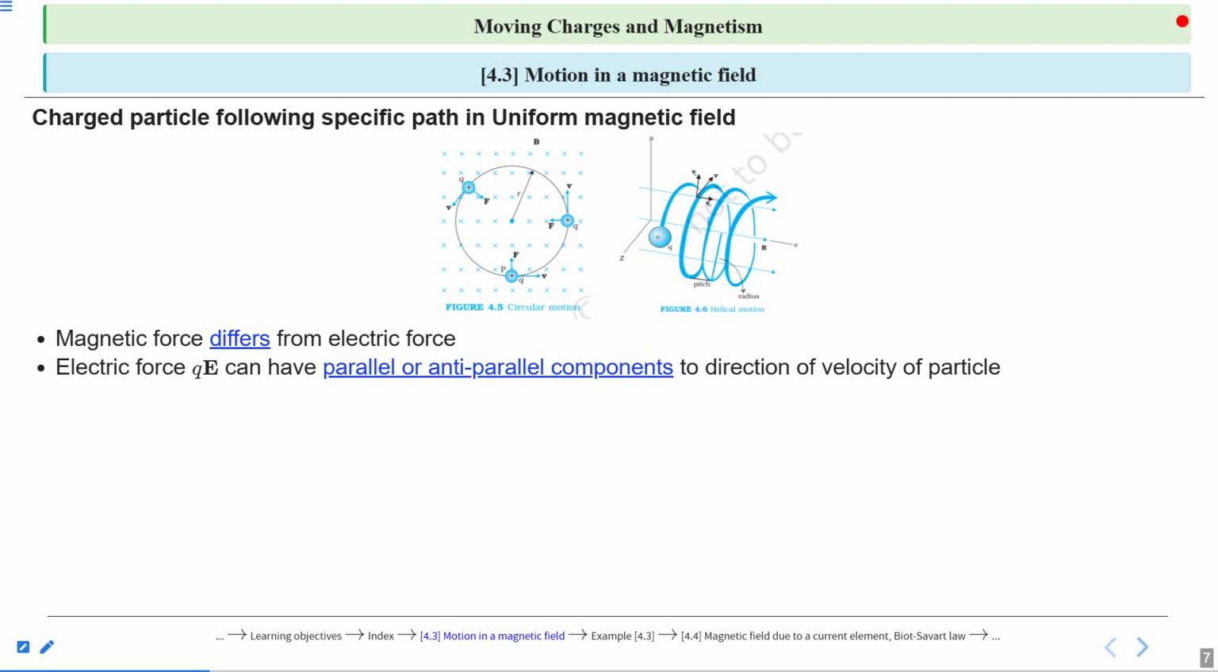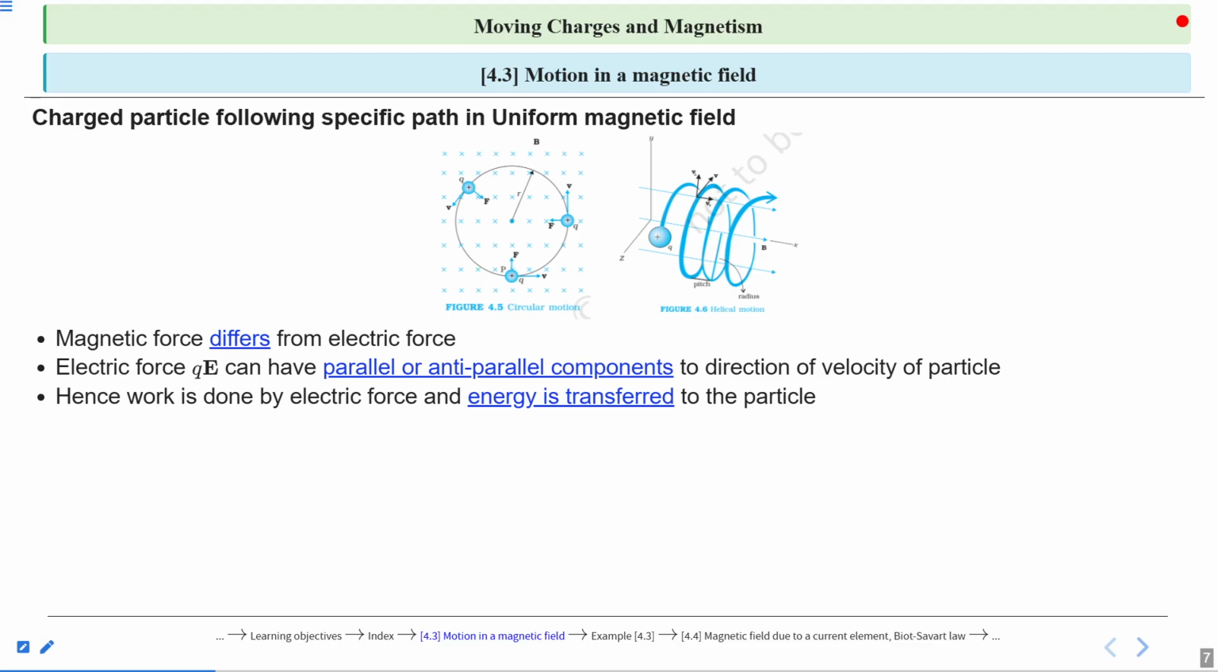But magnetic force only has a perpendicular component to the velocity of the particle. So in the case of electric force, work is done by the electric force and energy is transferred to the particle because the velocity of the particle is changing.